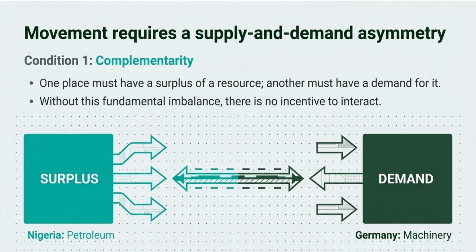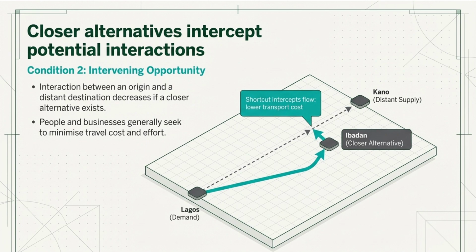One area must have what another area doesn't have. If both of them have it, there is no need for interaction. Without this fundamental imbalance, there is no incentive to interact. Without need and supply, there's no reason for interaction. Closer alternatives can intercept potential interaction.